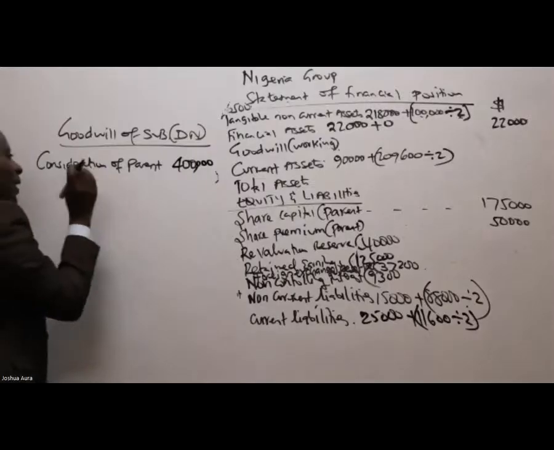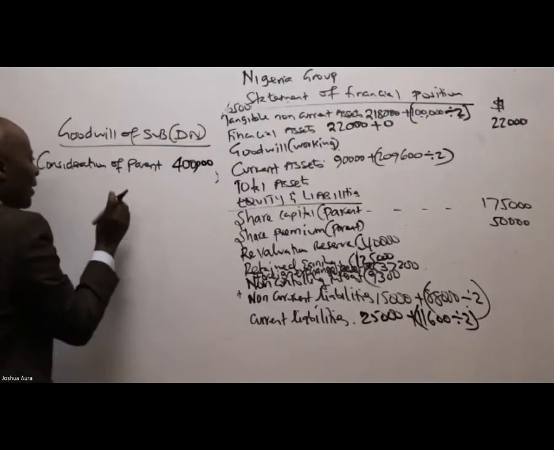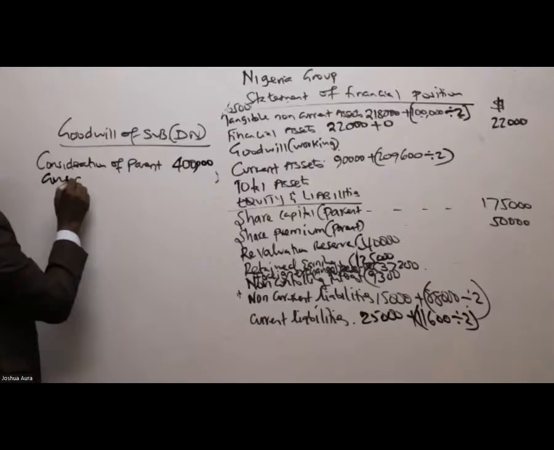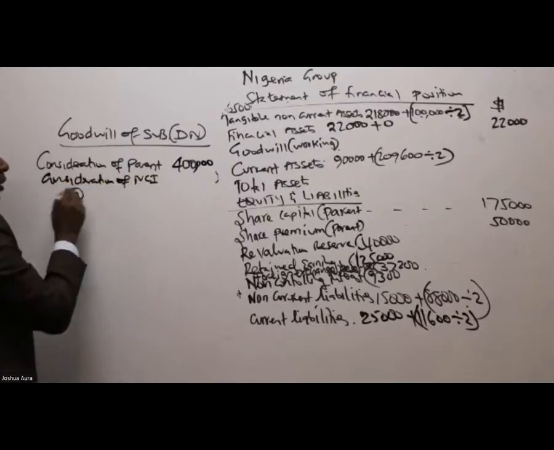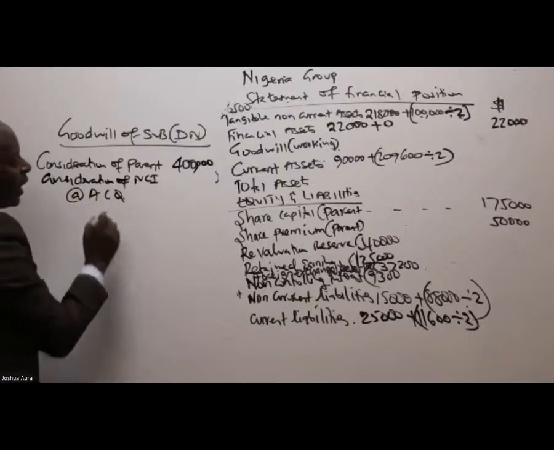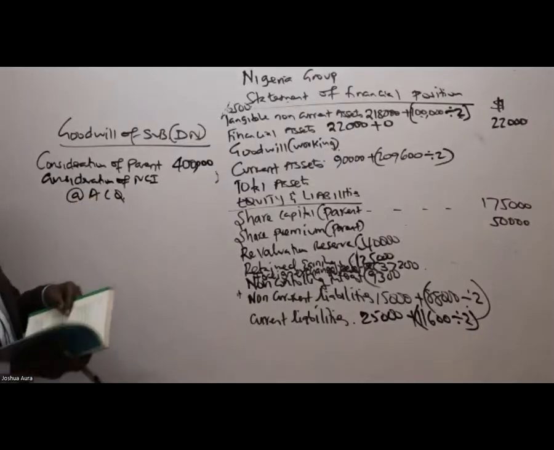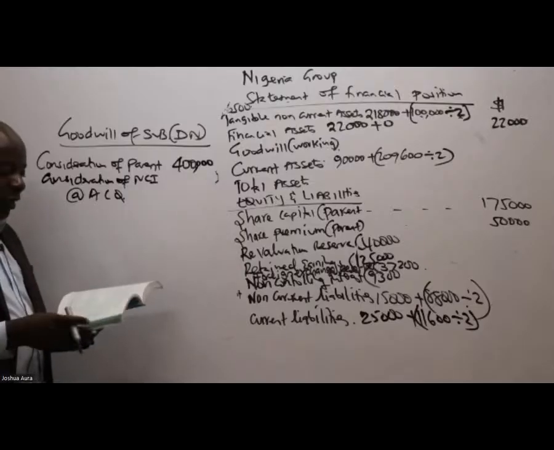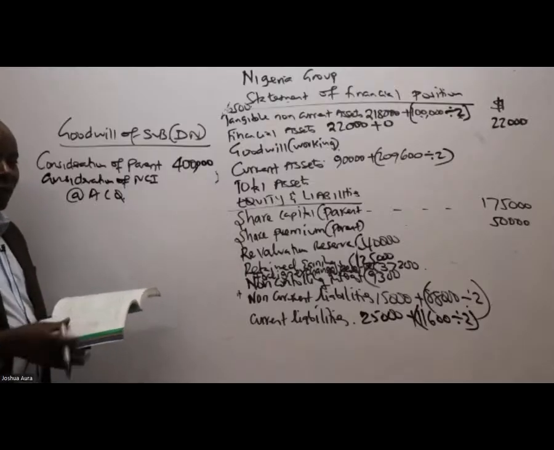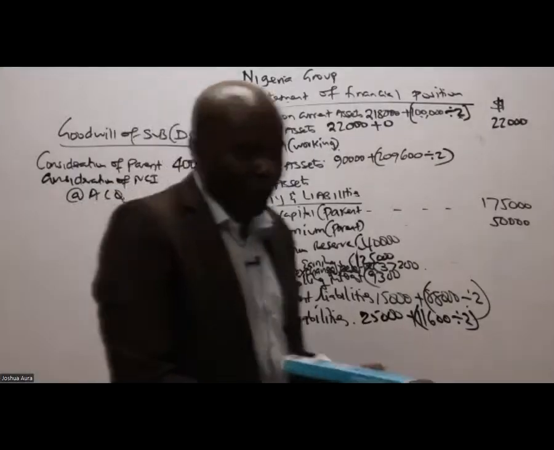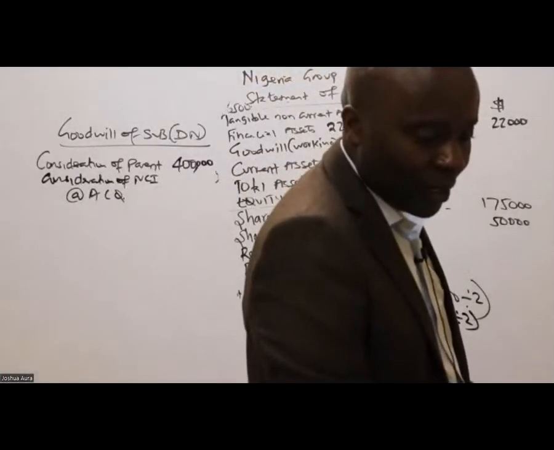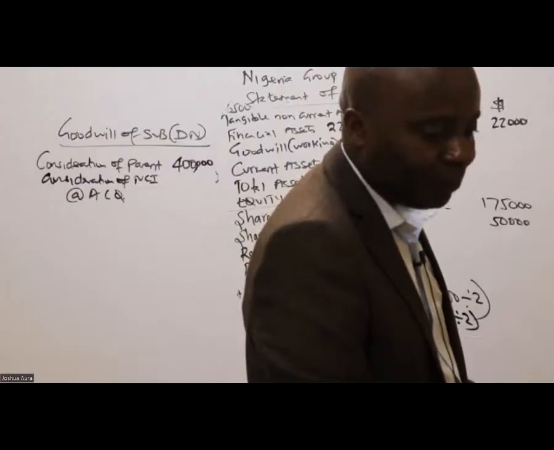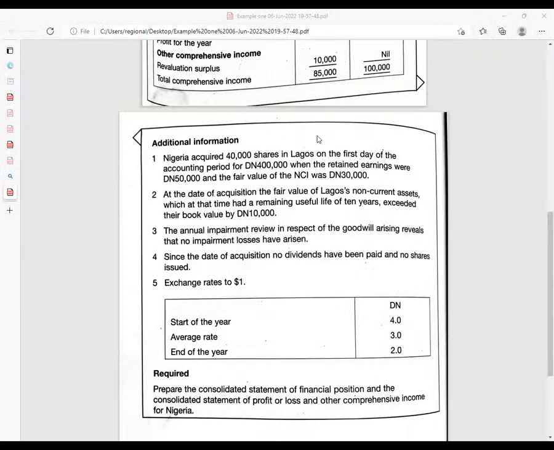Now, of course, the parent never bought this subsidiary 100%. We have the consideration of NCI at acquisition. Are you able to see what NCI was worth at acquisition? Have they given us NCI at acquisition? NCI walikuwa worth ngapi at the date of acquisition?